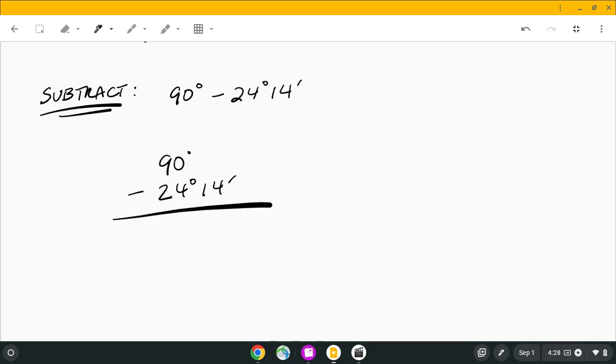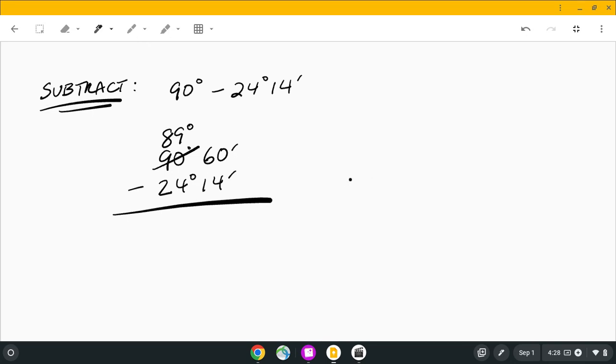And remember, 1 degree is 60 minutes. So I'm going to borrow 1 degree from here. So now it becomes 89 degrees. But when I borrow, 1 degree is the same as 60 minutes. So I have a total of 60 here because 60 minutes is 1 degree. All right, so now I have enough to subtract.